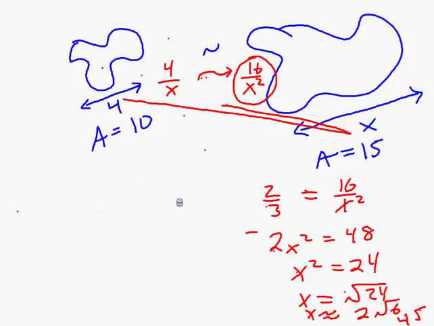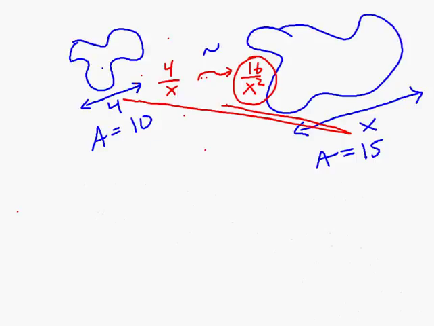So our ratio of areas is what? What's the ratio of our areas? Follow along. 10 over 15. Please pay attention. Now, we're going to reduce that. 2 over 3. Is everyone with me? All I did was reduce that.